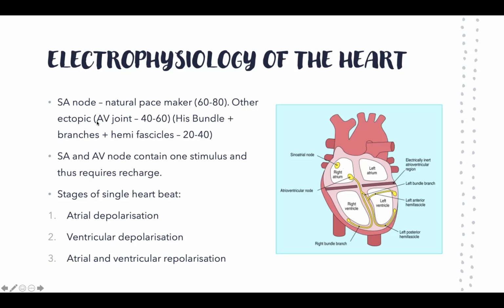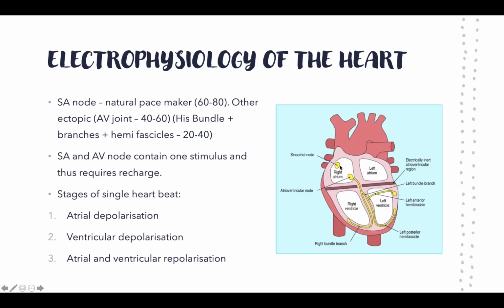So if it starts at the AV junction, it'll be about 40 to 60. But if the pacemaker starts around the hemifascicles, it's 20 to 40. These are not normal. These are abnormal situations when the natural pacemaker shifts location. But generally, we want it to start at the SA node.